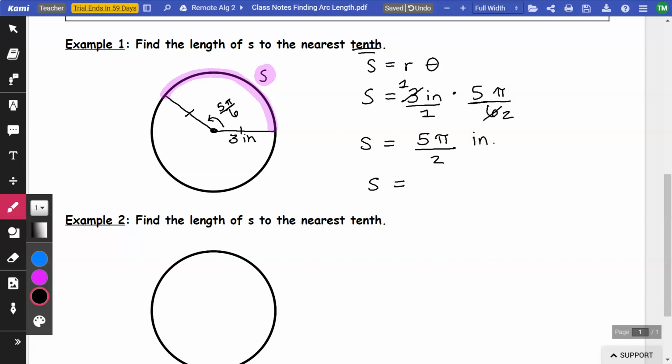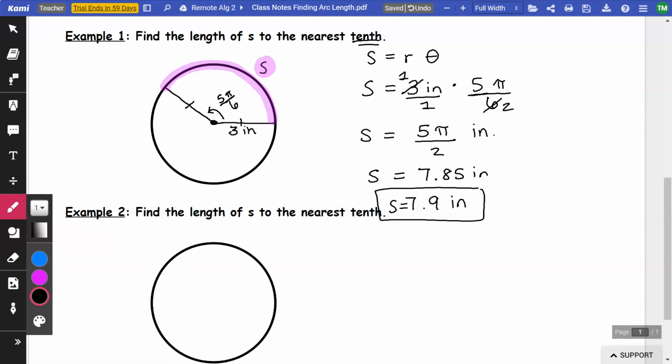But we need this to the nearest tenth, so we need to go ahead and multiply this out. In your calculator, you can simply put 5 times pi divided by 2, and I get 7.85. But we want to round to the nearest tenth, so 7.85 would be rounded to S equals 7.9 inches as our final answer. And that's it. That's all you have to do to find the arc length. Super sweet, short, to the point.